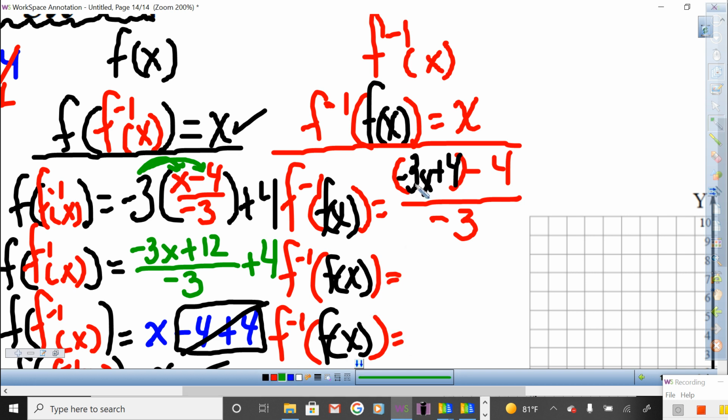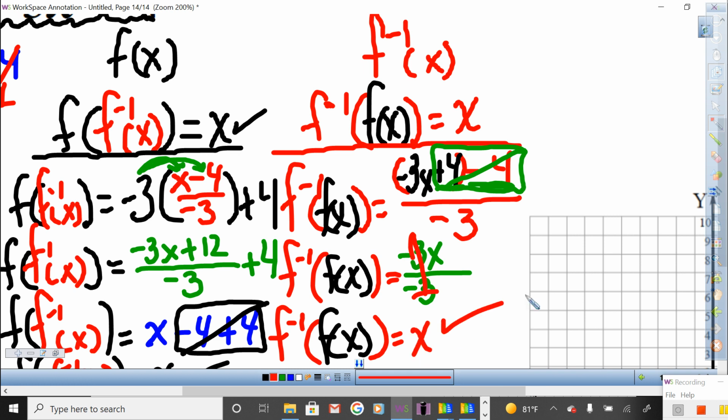So let's see. Look up. Is there anything outside of the parentheses that we need to multiply inside? No, that means we can combine like terms. So what is negative 4 plus 4? It's a 0, yes. So cross this out. That leaves us with negative 3x over negative 3. So, what is negative 3 over negative 3? Yeah, we're left with x.